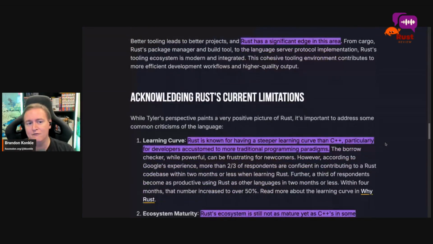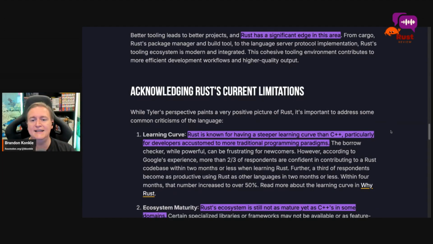Next, he talks about tooling. He talks about Rust having a significant edge in the area of tooling because it has a really great default package management and build tool called Cargo. It has a great language server protocol so that it can integrate with IDEs, things like VS Code or Vim or the IntelliJ family of products. It's able to integrate with them very smoothly because of its language server. And overall, it's a cohesive tooling environment, he says, that makes things more efficient. It makes things higher quality.